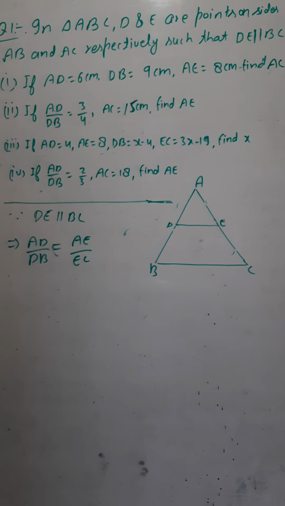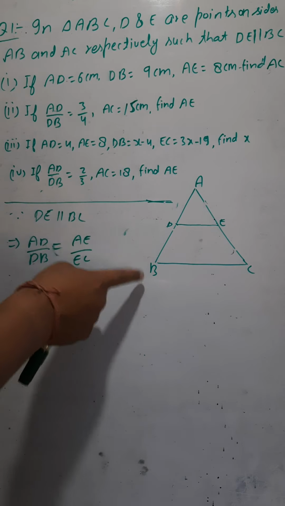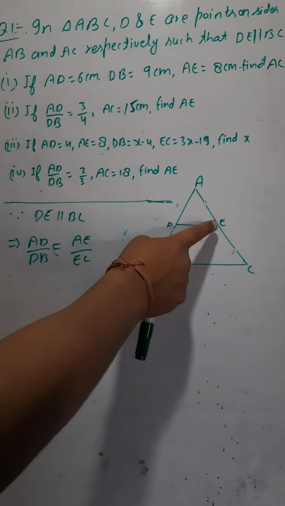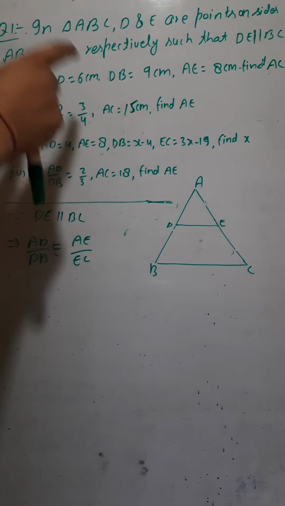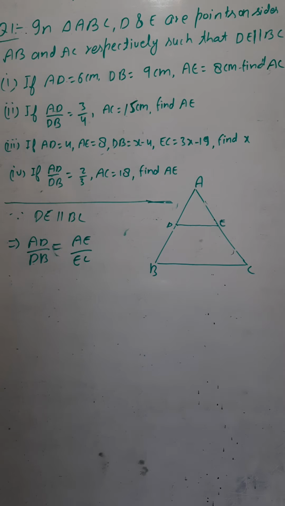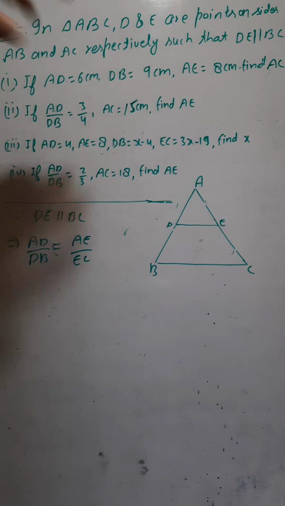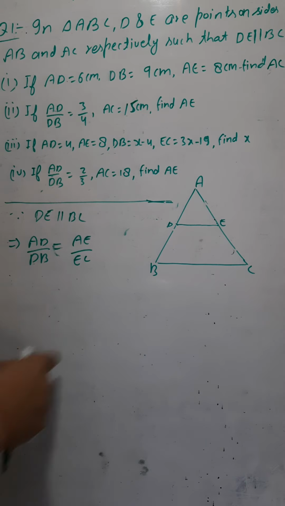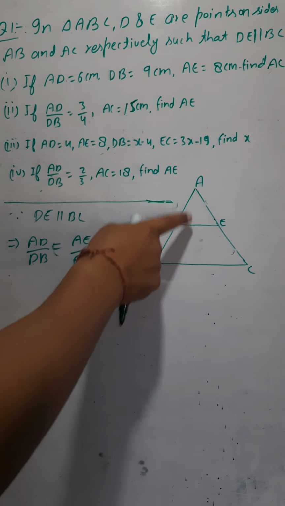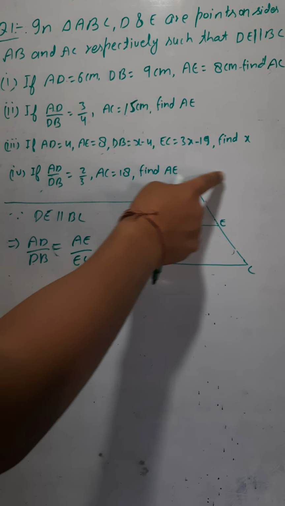Yes or not? Yes. So as the lines are parallel, it implies AD by BD would be equal to AE by EC. This is the conclusion we get if the lines are parallel. Now on the basis of this, we are going to solve some questions. Question number 1 is, if AD is 6 centimeter, DB is 9 centimeter, AE is 8 centimeter, find out AC. So how would you find out AC?